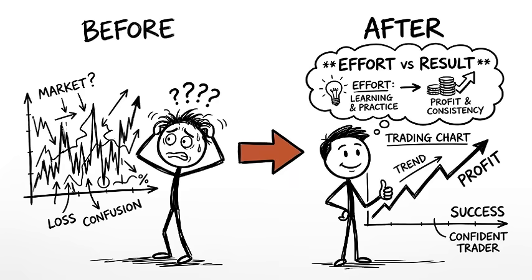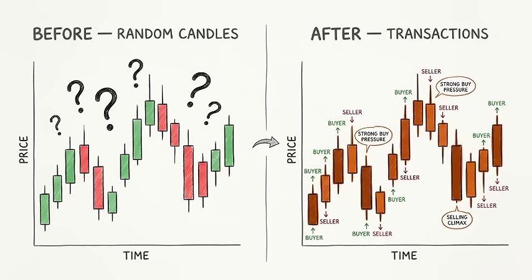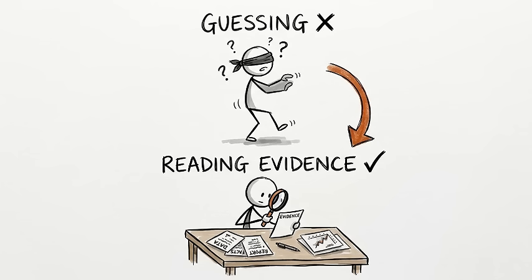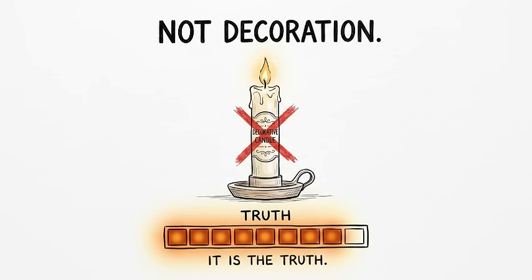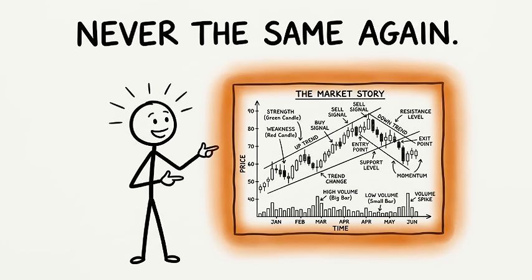When you learn to ask effort versus result automatically, every chart becomes a different experience. You stop seeing random candles, you start seeing transactions. You stop guessing whether a move is real, you start reading the evidence. The volume bar below every candle is not decoration, it is the truth. And once you learn to read it, you will never look at a chart the same way again.